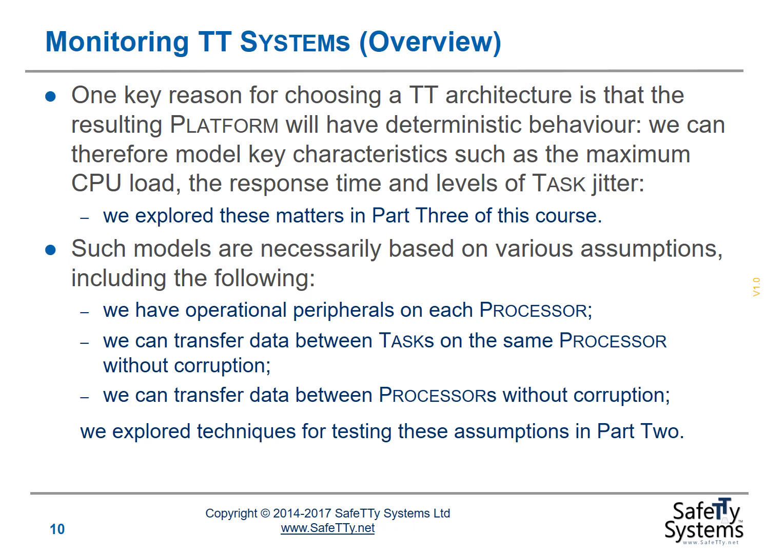Now, such models are necessarily based on various assumptions, including the following. We have operational peripherals on each processor. We can transfer data between tasks on the same processor without corruption. We can transfer data between processors without corruption. We explored techniques for testing these assumptions in part 2 of this course.